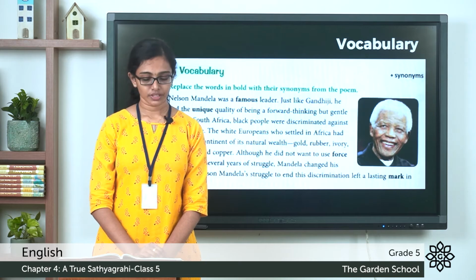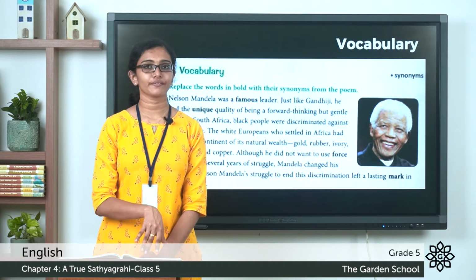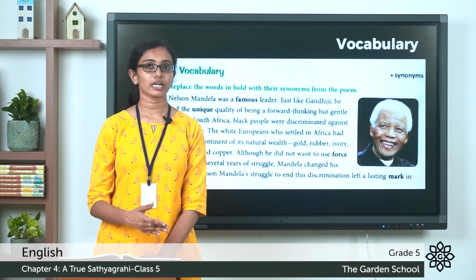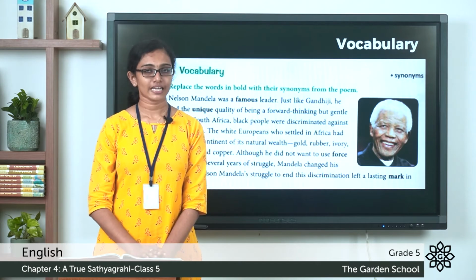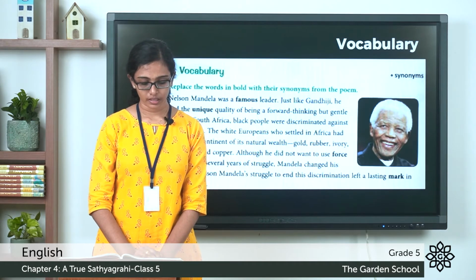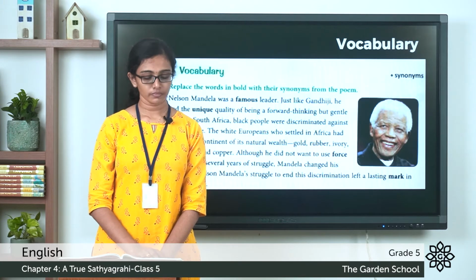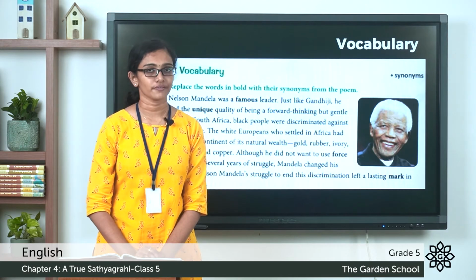So let's see which are the words to be replaced. You can see the word famous given in bold, and what is the synonym that we learned for famous in the poem? It is renowned. Renowned means famous. And the next word, unique. Unique, the synonym from the poem is rare. He was a man of rare philosophy.